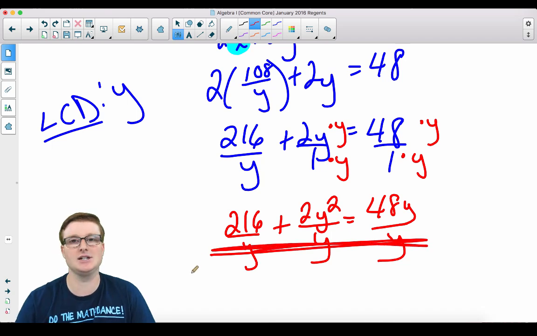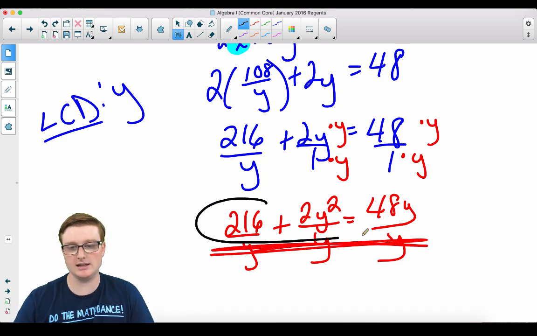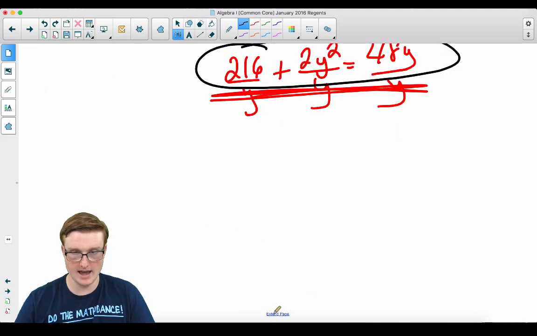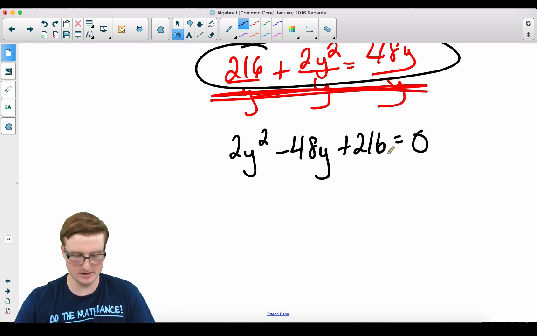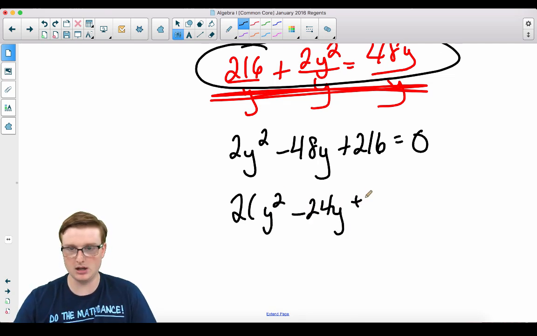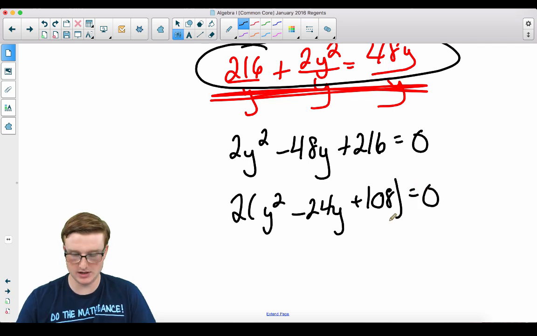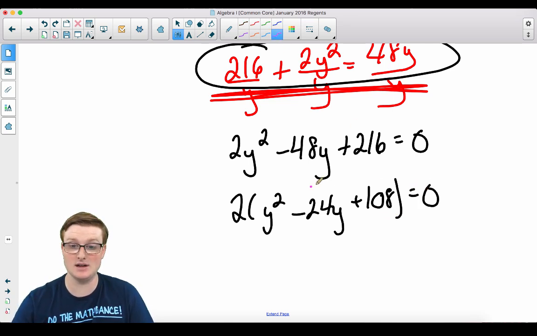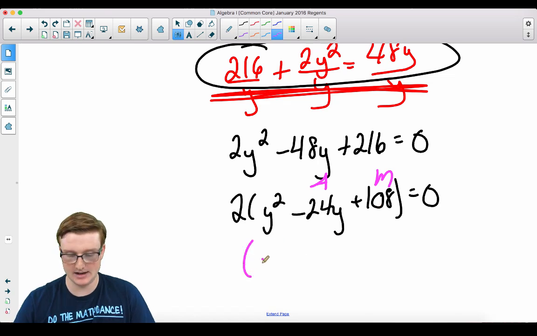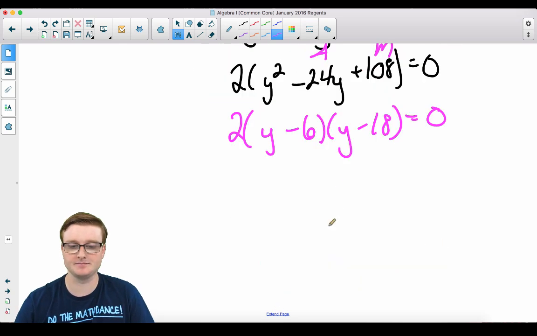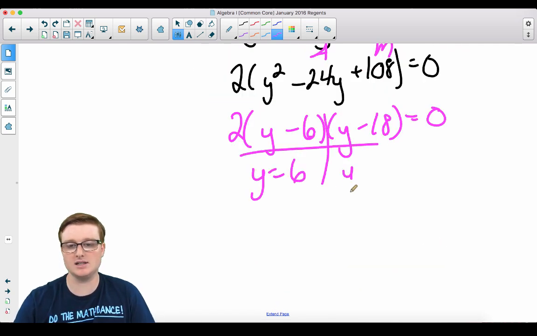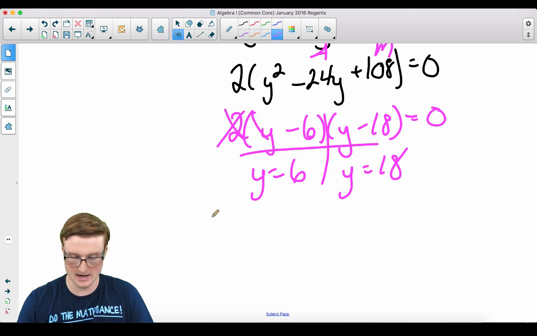Now all the y's in the denominator cancel. That's perfect because we're really looking to solve for this up here. So now we get 2y squared minus 48y plus 216 is equal to 0. Factor out a 2. You're left with y squared minus 24y plus 108, and you set that equal to 0. Now you factor. What adds to negative 24 and multiplies to give you 108? That is going to be y minus 6, y minus 18. That 2 does carry along for the ride. T-bar it. You get y equals 6, y equals 18. That 2 cancels over here.